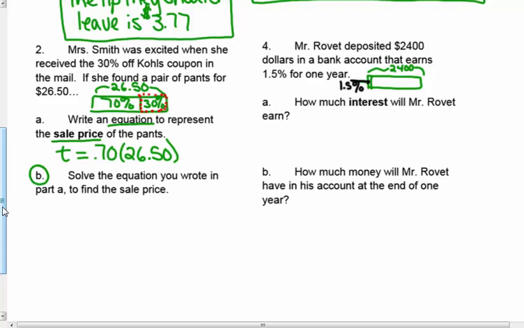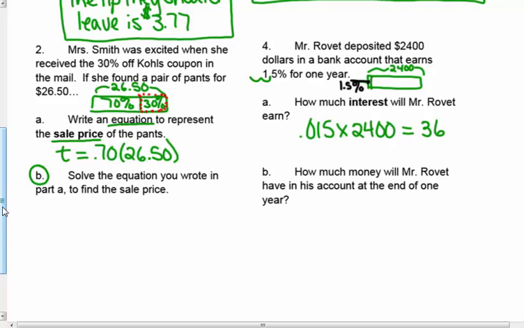How much interest will Mr. Ove earn? Well, if I change my 1.5% to a decimal, I get 15 thousandths, moving it back two, times that $2,400. It's not going to be very much. That 1.5% in 1 year, he's going to earn $36. That's it.